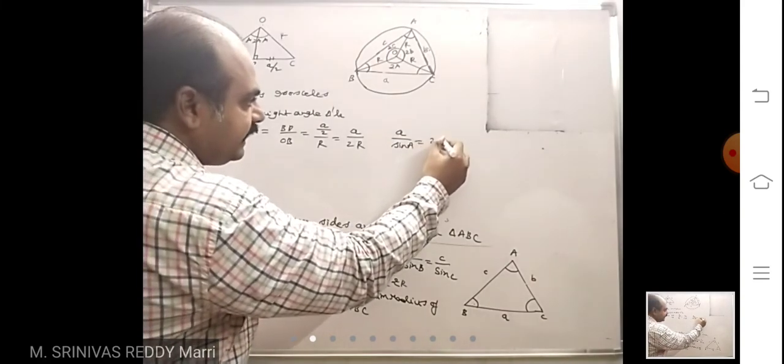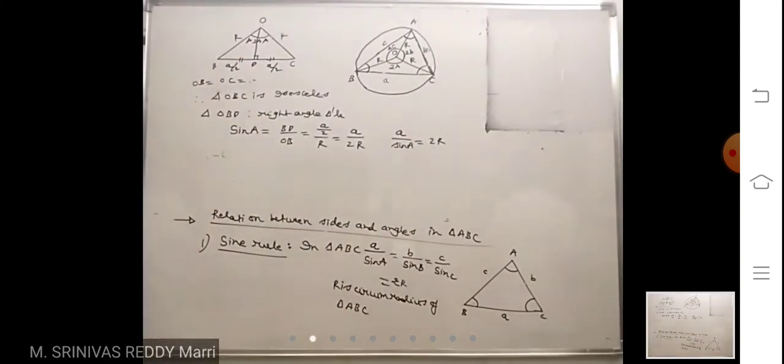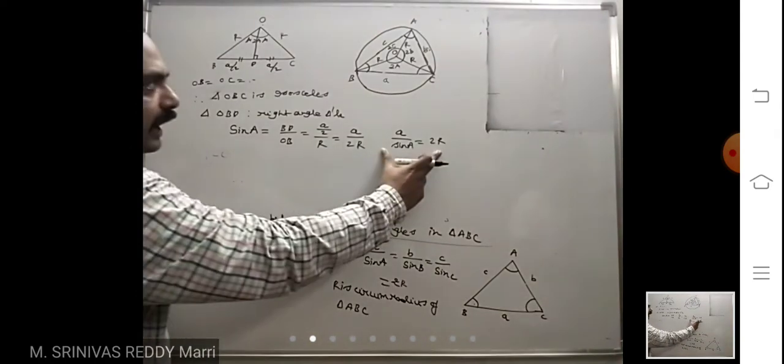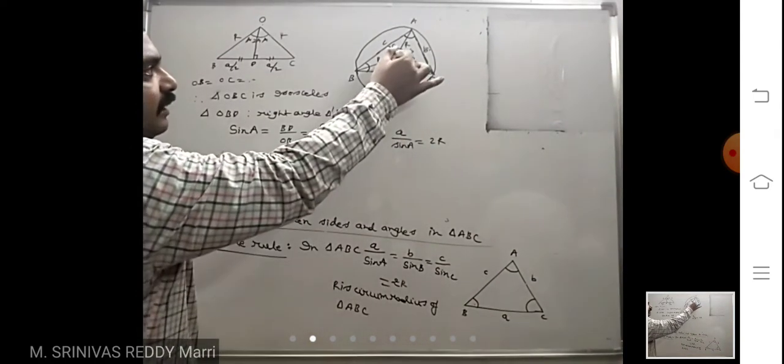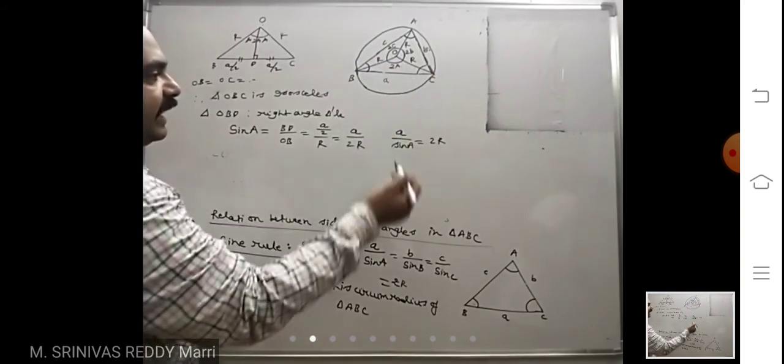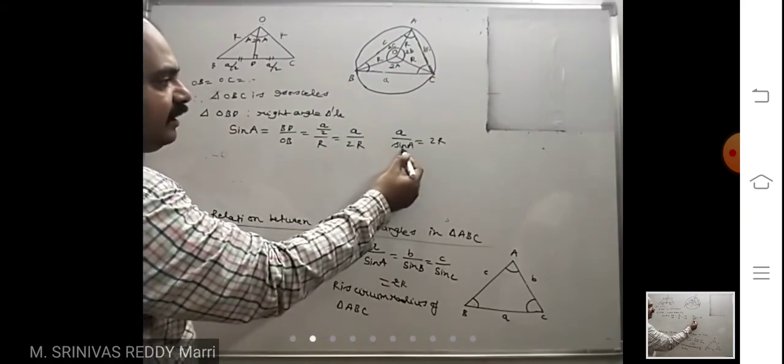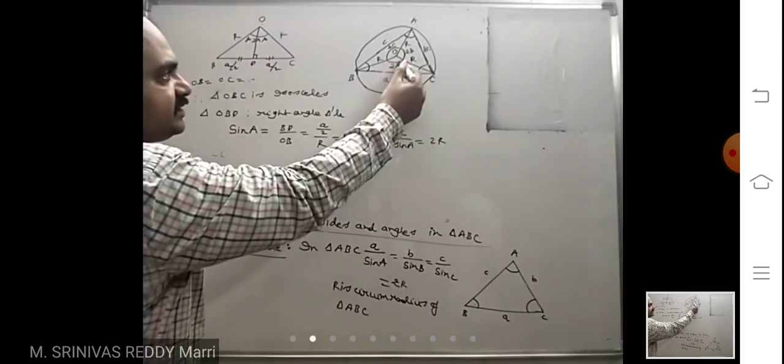Therefore, A by sine A is nothing but 2R. Now, which triangle have I taken? Triangle OBC. I got A by sine A equal to 2R because this angle is 2A.